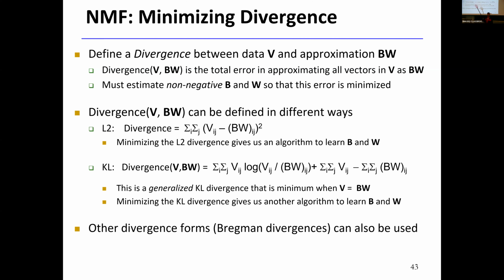And the easiest divergence, the one that we're all familiar with, is the squared divergence, the squared norm, right? So this is your L2 divergence. But it turns out that for non-negative data, there's an even nicer divergence.